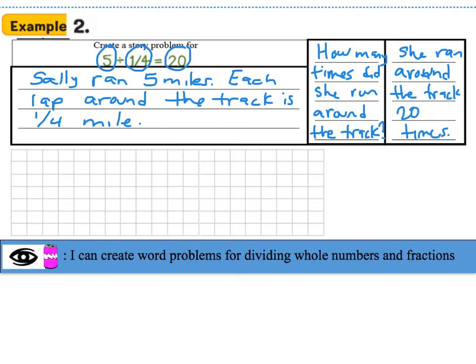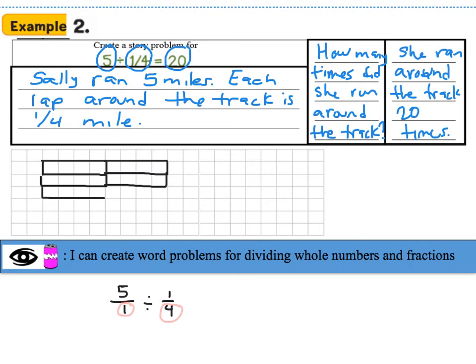Alright, so now that we've written our story problem, let's go back and check how they really got the number 20 using the algorithm, which was 5 over 1 divided by 1 over 4, and I know that my model needs to be 1 high by 4 long. So here's 1 high by 4 long, and that is 1 mile around the track, but I need 5 of them, so I'm going to need to draw more. There's 2 miles, 3 miles, 4 miles, and 5 miles.